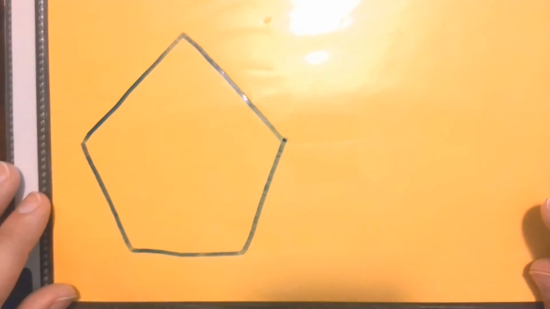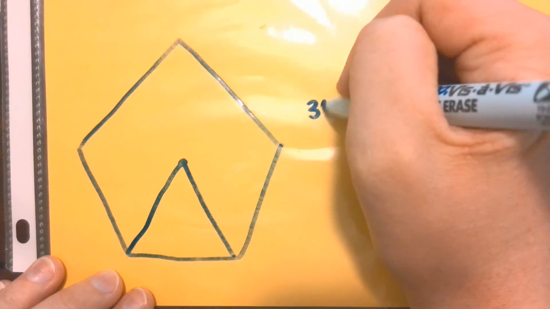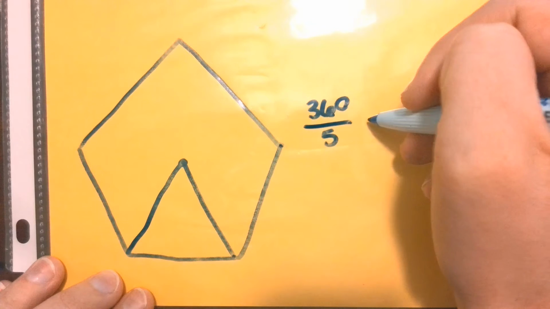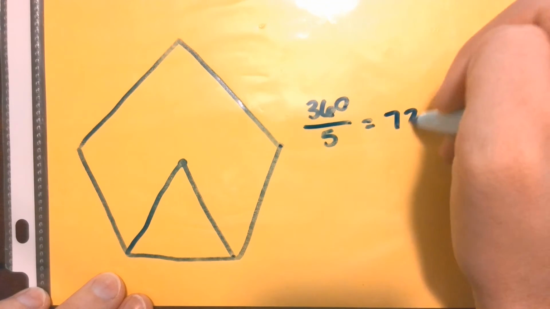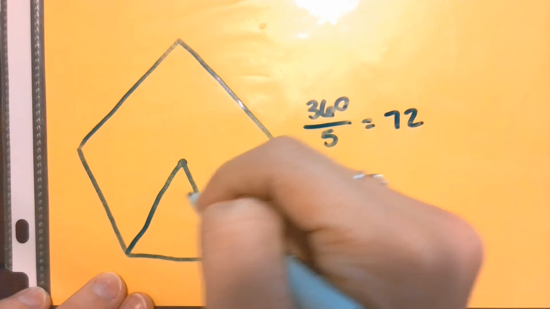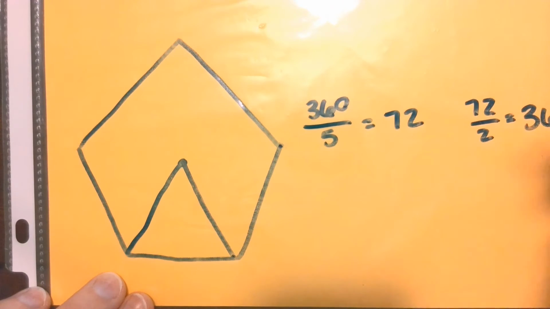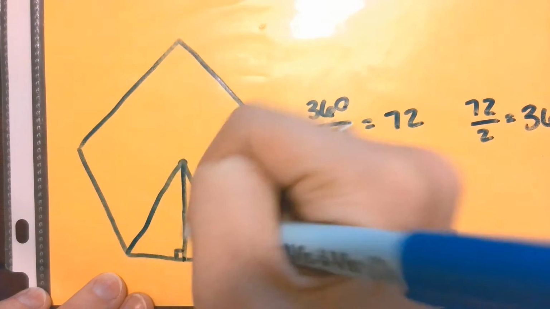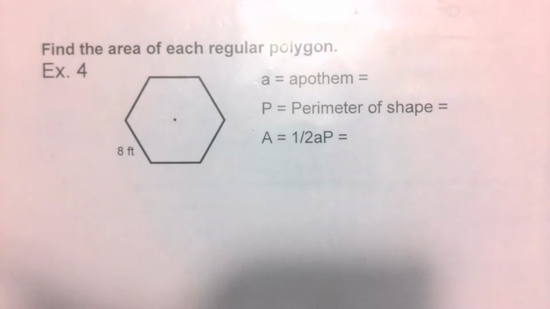And then one more, looking at a pentagon. My big angle here, I'm going to take 360 and divide by 5, which is 72. So that's my big angle. But then dividing it by 2 is going to give me my angle of 36, which I'll use for that triangle.